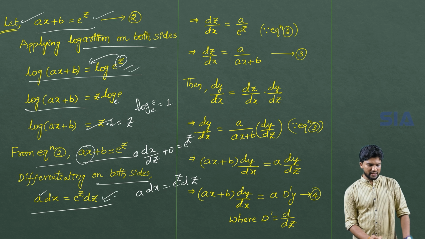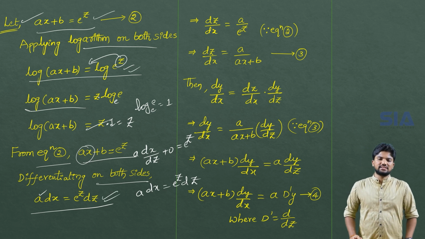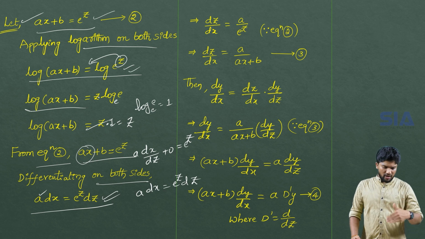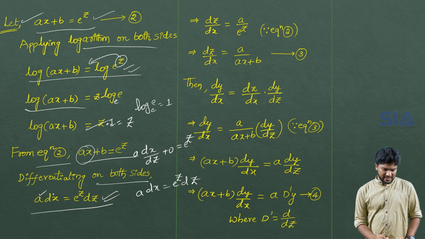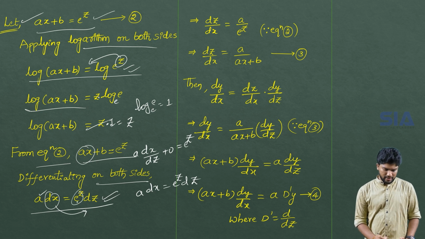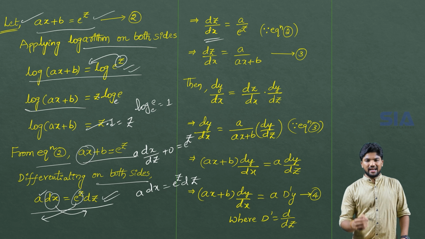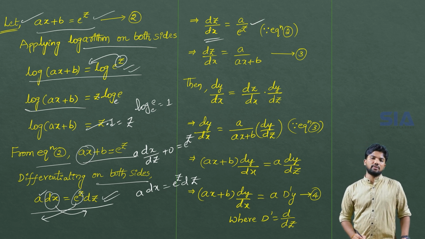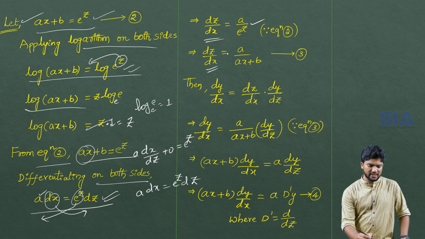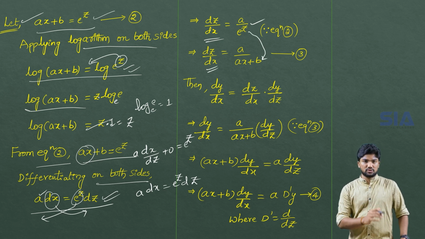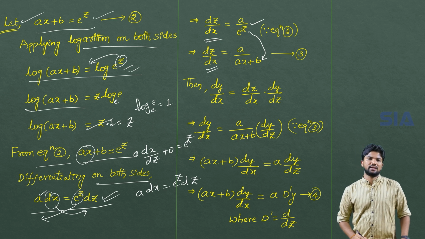So that's why we are writing directly a dx is equal to e power z into dz. Clear? So now after getting that term, send this dx value to RHS and send this e power z value to LHS: dz by dx is equal to a by e power z. Therefore dz by dx is equal to a by, in place of e power z you can substitute the equation number 2 value, ax plus b.